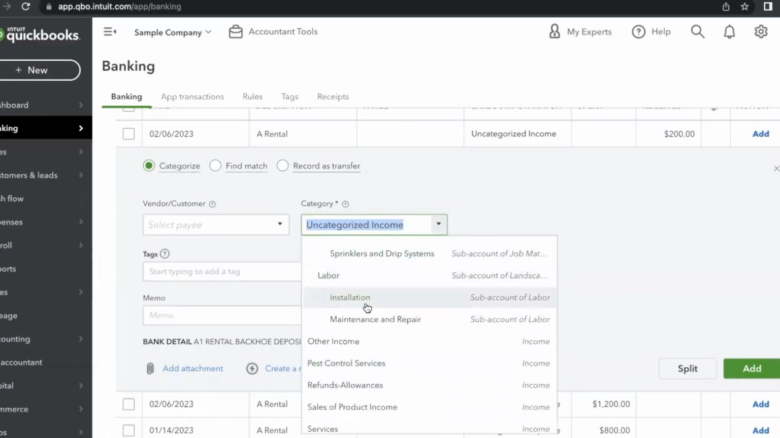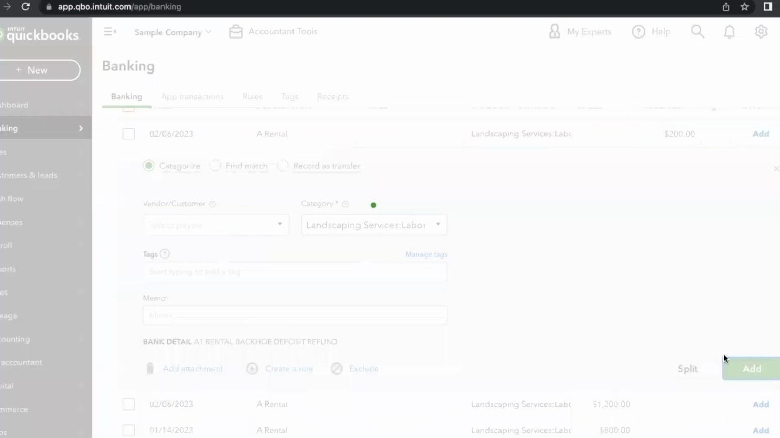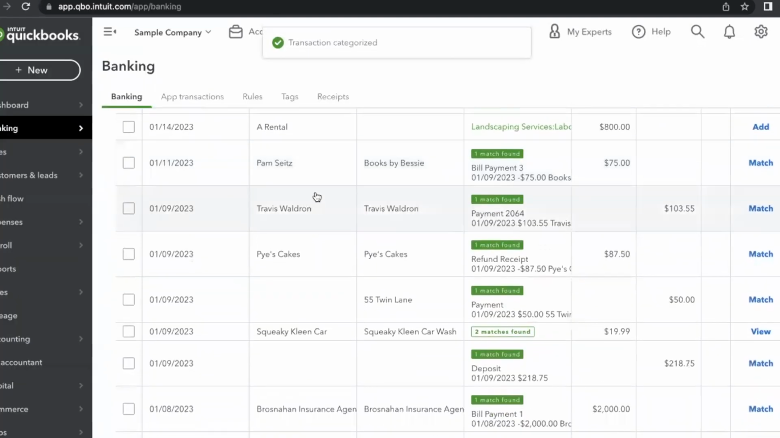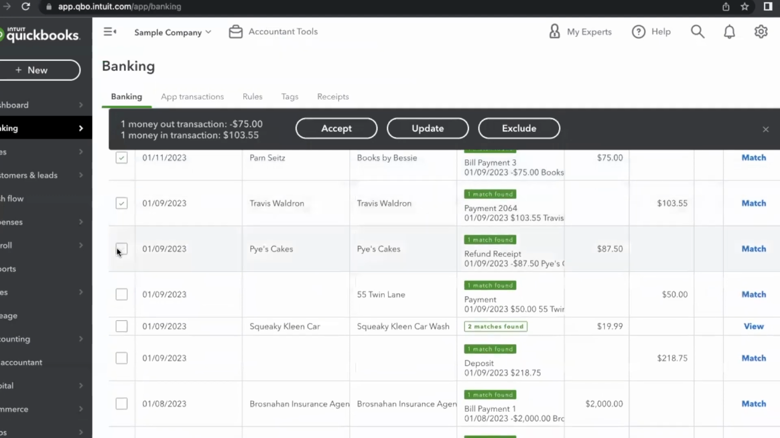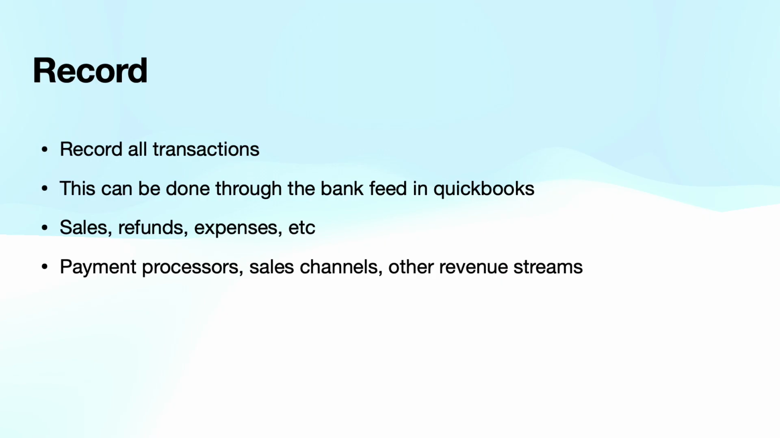The first step when bookkeeping is to record. This means recording all the transactions that occur in a business's daily activities. This can be done in QuickBooks through the bank feeds. This is when we record sales, refunds, expenses, etc. The recording process can be done manually or automated with the help of a third-party app. I recommend A2X. A2X can help bring in information from Shopify into QuickBooks. It brings in transactions such as payouts from different sales channels and payment processors.